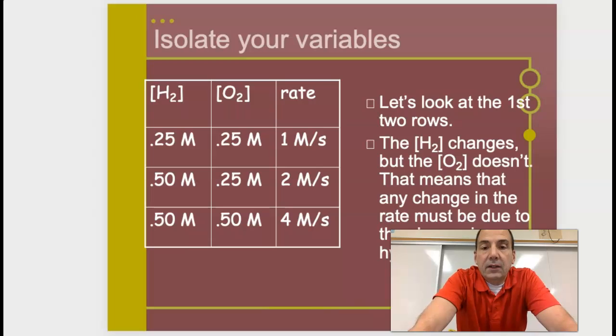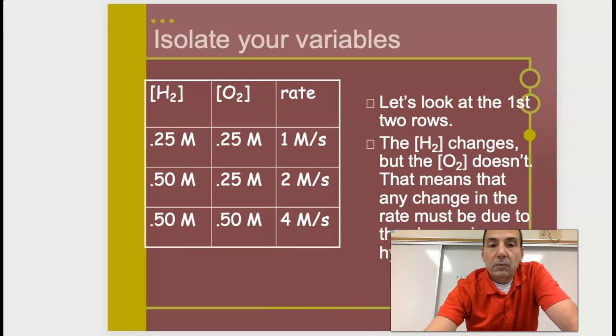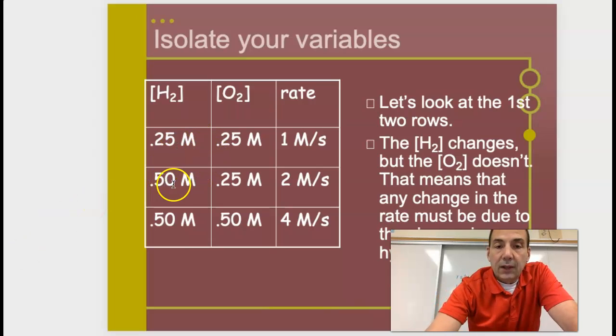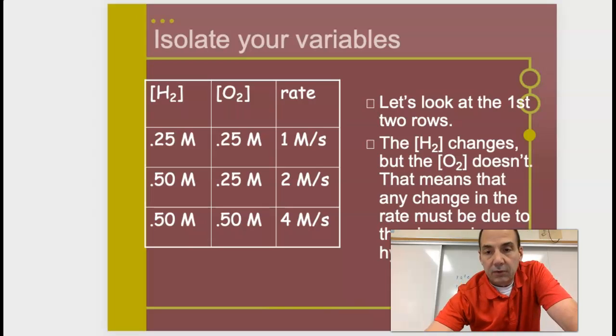You want to isolate variables. Remember I said that when we're running the experiment, you only change one thing at a time, because you want to make sure of which compound is having an impact on the rate. And if I change both of them, I don't know that. So when we compare the first and second row, the hydrogen changes, but the oxygen doesn't. So this change in rate has to be due to this change in hydrogen. Now again, I'm going to show you the long way of looking at this first, but I'm going to simplify it down.